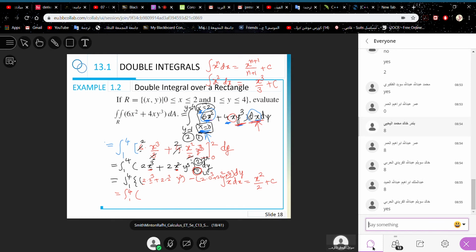Okay. 2 cube is 8, so 8 into 2, and this is 8 y cube dy. Okay. Now it's simple integration. Can you solve it? Please solve it within a minute.